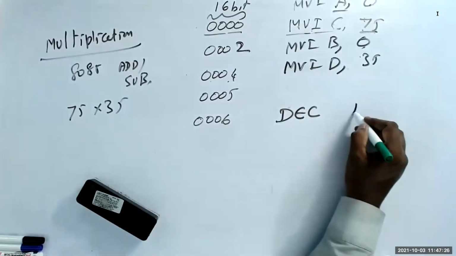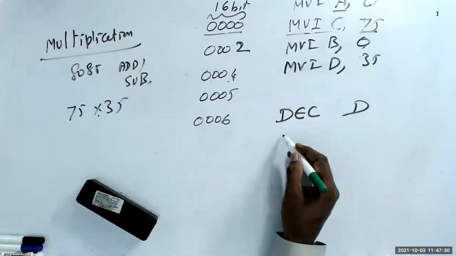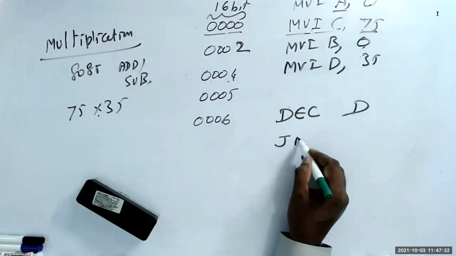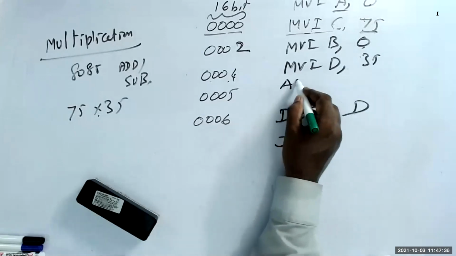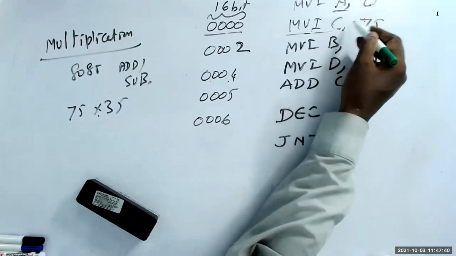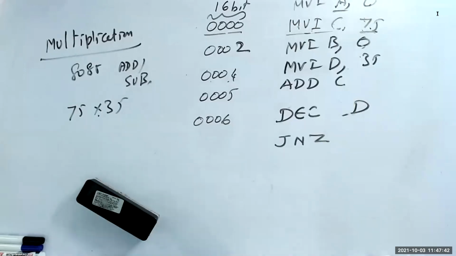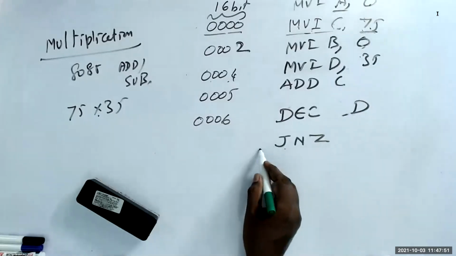Decrement D. Since I'm decrementing D, I put jump if not 0 to once again add. I say add C. I'm adding A and C, 75 and A, I'm doing that. And keep on adding. Jump if not 0, I go back here.